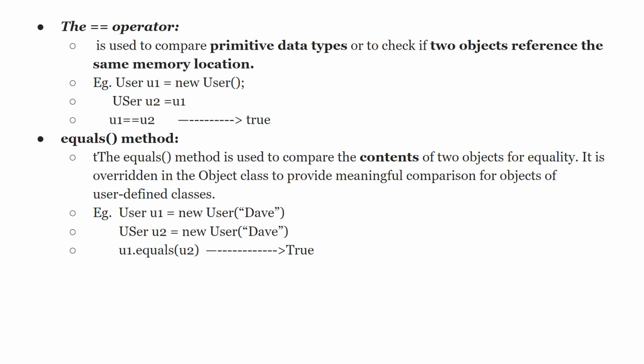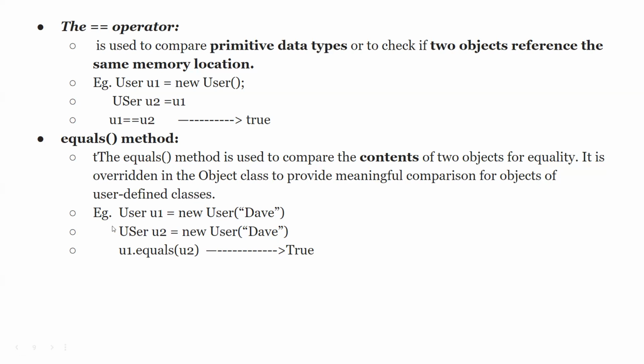How about if we use the equals method? This is a method of the Object class, by the way. In Java, the parent of all classes is called Object, be it a custom class or a built-in class. So equals is part of the Object class, but we can override it. The equals method is used to compare the contents of two objects for equality. Here the operator is for memory locations, but the equals method is for the contents of two objects. It is overridden to provide meaningful comparison for objects of user-defined classes.